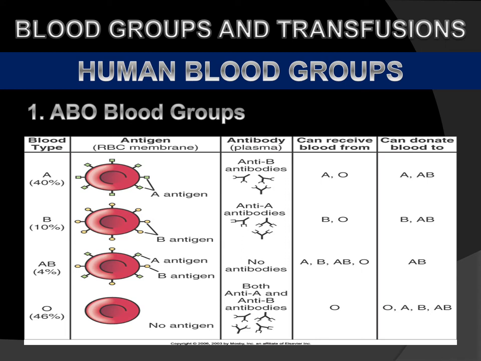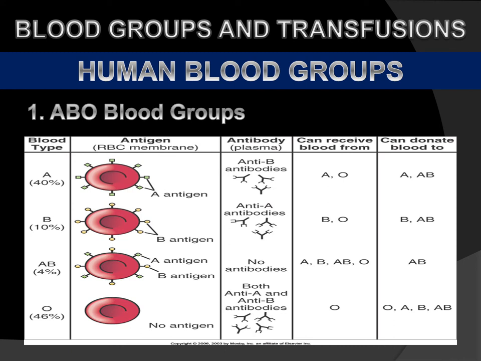Again, if you are blood type A, your antigen is A. Your antibody, anti-B. So, kaya mong tumanggap ng dugo na blood type A at blood type O. Kasi ang blood type A, wala namang anti-A. Pero kapag blood type O yung tinanggap mo, dahil wala naman siyang antigen, hindi mo madedetect na may foreign doon. Kaya mong mag-donate sa A and AB. Bakit kaya mong mag-donate sa AB? Because a person with a blood type AB will not produce any antibodies against any blood type.